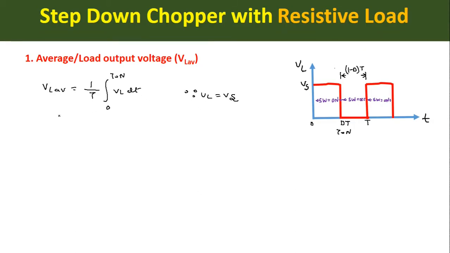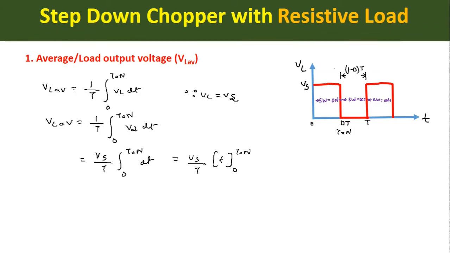Now we will put VL is equal to Vs here. We will get VL average is equal to 1 upon T integration from 0 to T on Vs dt. Vs is a constant, so we will get Vs upon T integration from 0 to T on dt. We know that integration of dt is equal to T. So here we will get Vs upon T, with the limit from 0 to T on. So from here we will get VL average is equal to Vs upon T into T on.